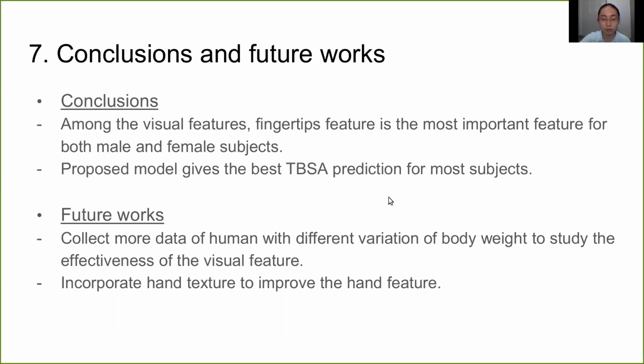In the future, we will collect more data, especially with large variation of body weight, so that we can study the effectiveness of the proposed visual features. Also, for the hand, instead of just using the shape features, we will incorporate the texture of the hand. This may improve the TBSA prediction.